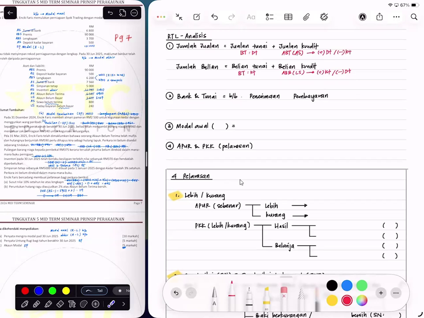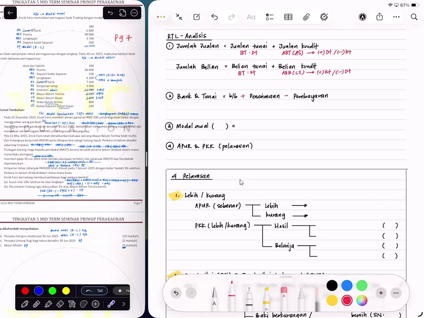And once you receive money, your money is getting more. So add penerimaan. If you pay money, your money is getting less. So need to minus pembayaran. That's it. Don't forget to calculate for your bank and tunai baki HP, the last day baki balance, because when you record into PKK, you need to record it into PKK also.